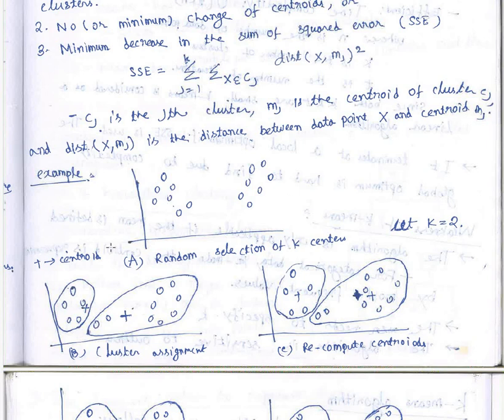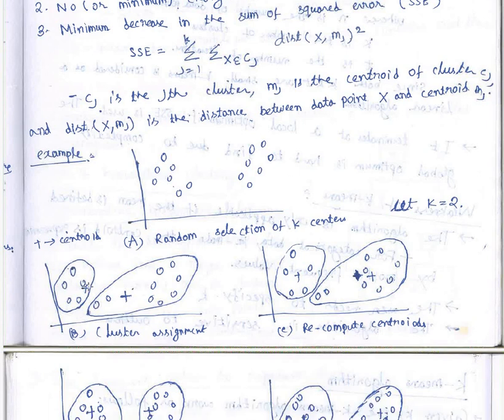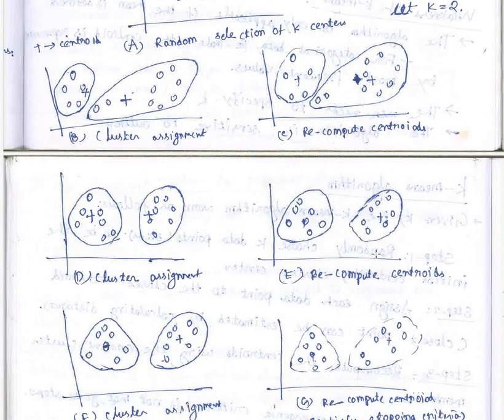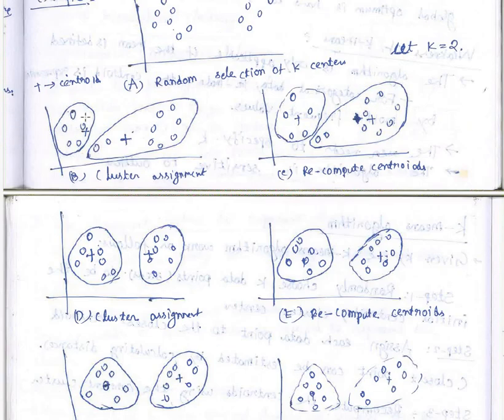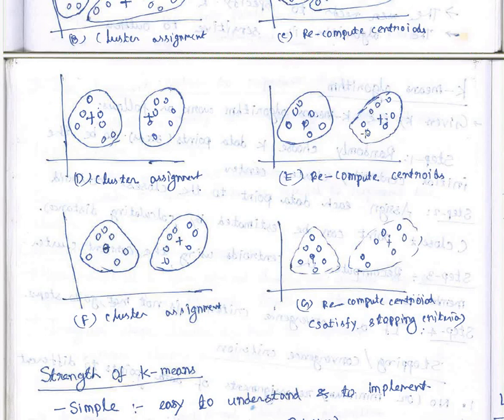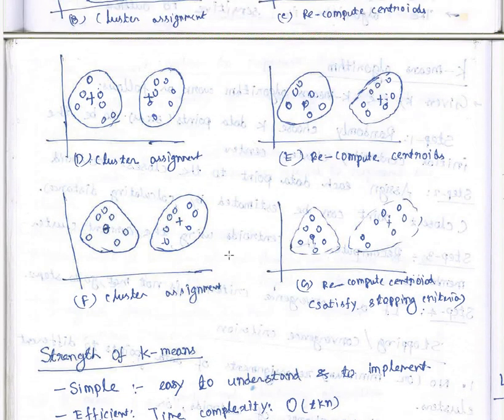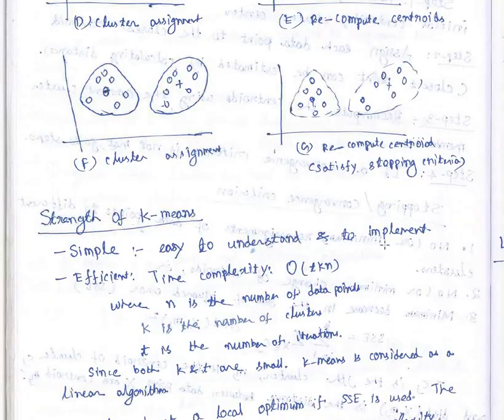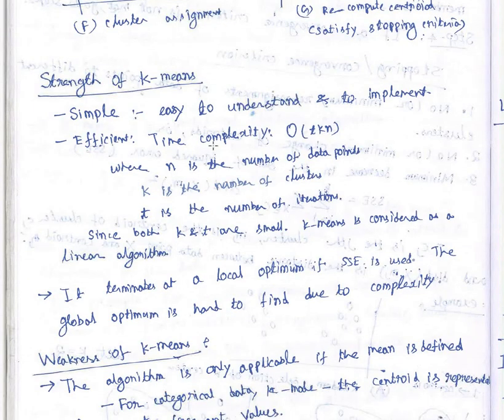So here we have the data points. Randomly we choose 2 centroid values, these plus values. Recompute the centroid values, assign the clusters like this. Recompute the centroids again, cluster assignment again. Do this till you reach the final state where the centroids and the data points do not change from one cluster to another. The strength of k-means is that it's easy to understand and to implement.